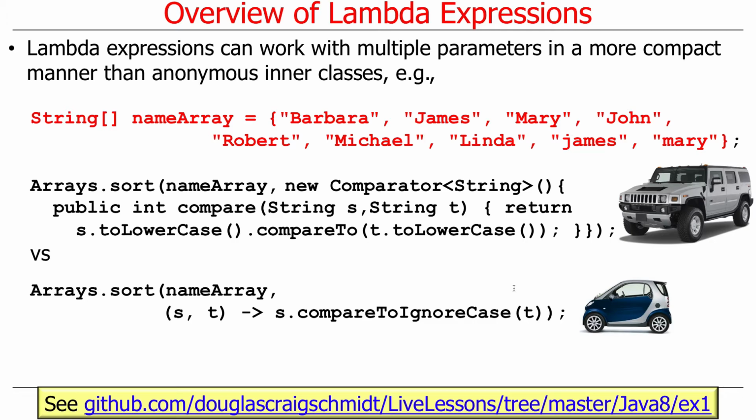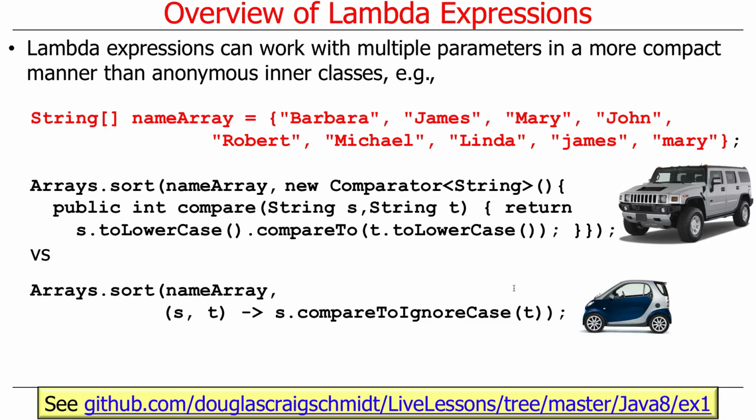You can use lambda expressions not just with no parameters like Runnable, but you can also use them with multiple parameters. And you can do it in a way that's more compact than trying to program with these traditional anonymous inner classes. So here's an example of this. Let's say that we've got an array of strings with just people's names in there, and we want to sort the array in a way that ignores case. We don't care whether they're uppercase or lowercase. We compare them in a case-insensitive way. And you can actually get the code here in my ex1 folder in my GitHub repository.